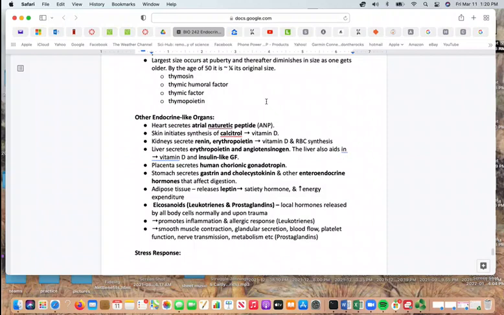So the adipose tissue releases leptin. This is a satiety hormone, and it will also increase energy expenditure. So higher leptin levels mean you feel satisfied and not as hungry.